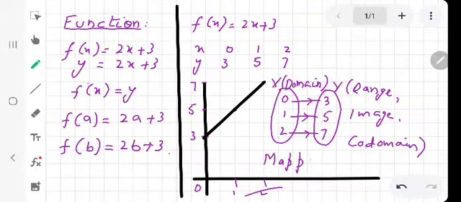So this type of function in which for each value of x there is a unique value of y is called a one-to-one function.